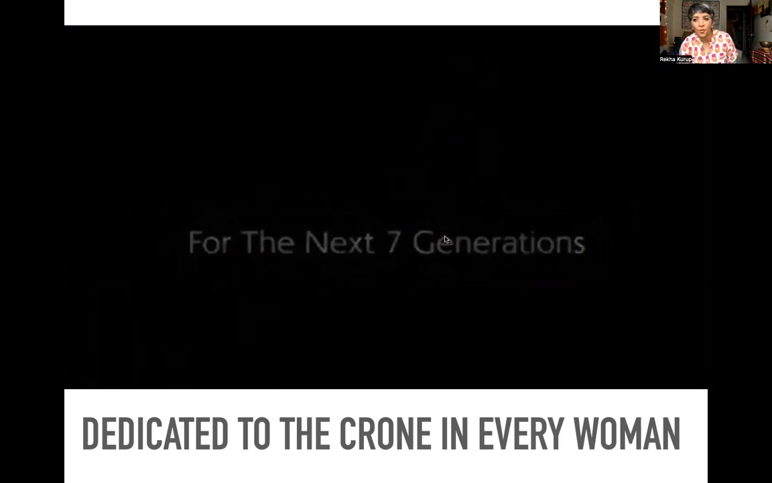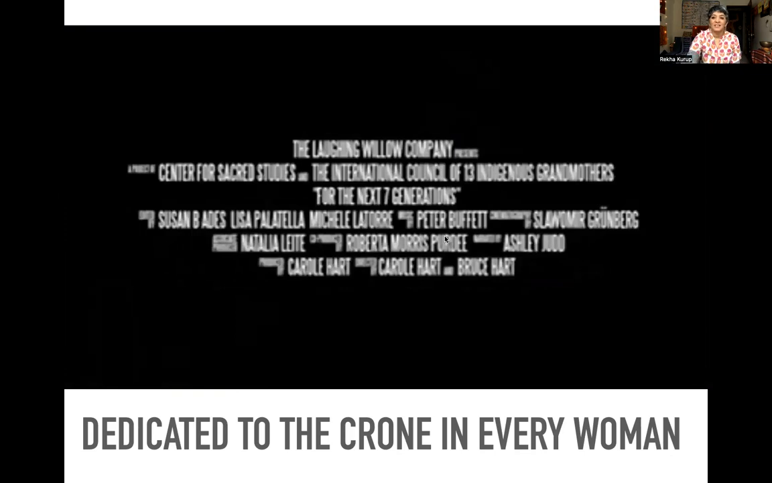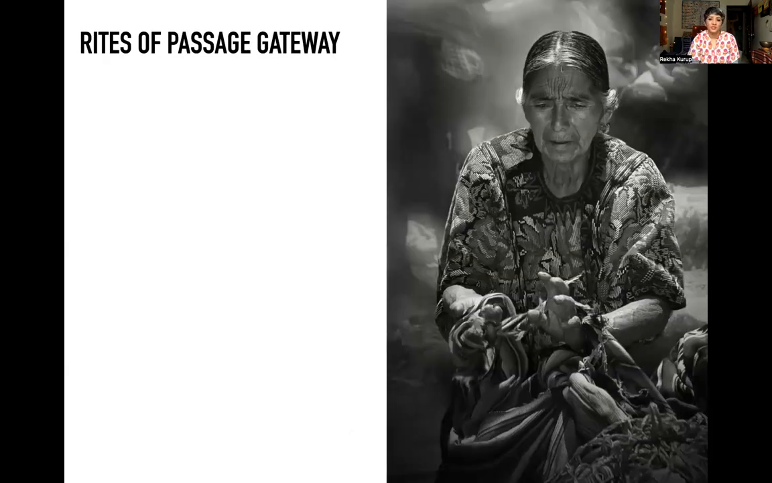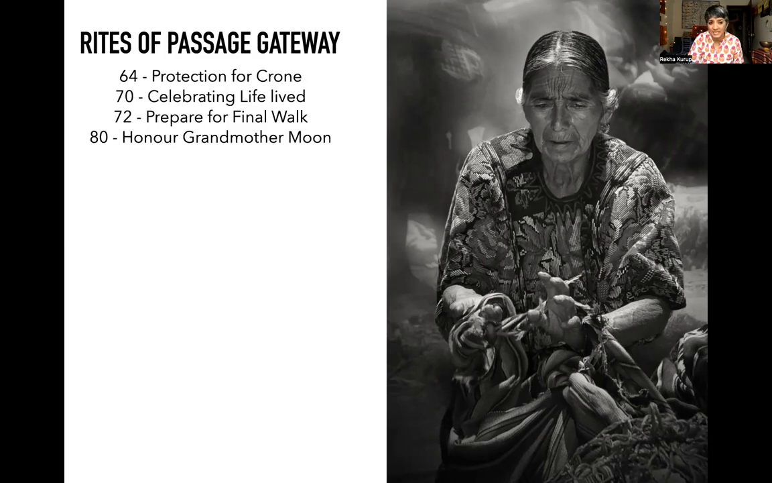So the focus of the crone energy is not just now, but backwards and forwards, going into 7 generations. So, what are the rites of passage? These are one of the indigenous grandmothers in a ceremony. So for every picture that comes, I would invite us to take a breath with honor and reverence, deep sacredness. The rite of passage gateway for the crone phase is 64, 70, 72, and 80. And even as I'm speaking, I know that it is beyond me. I'm not there. So I'm just sharing what I know, in reverence and honor of just voicing this.